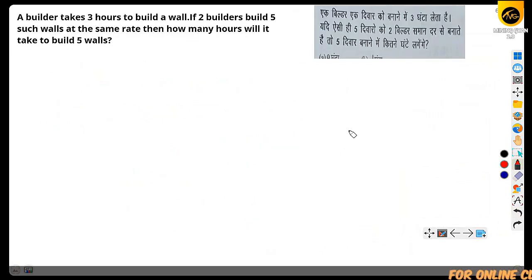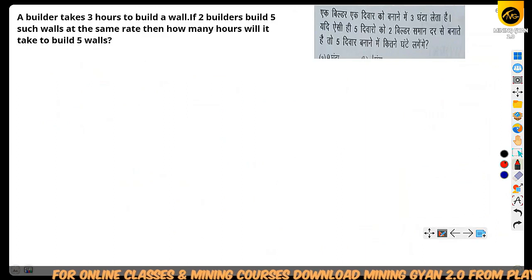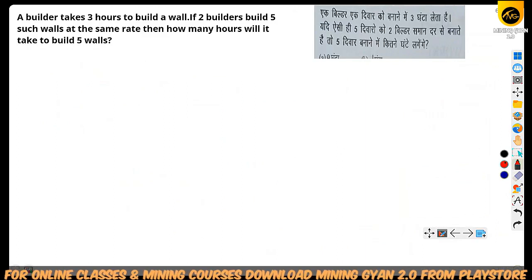A builder takes 3 hours to build a wall. If 2 builders build 5 such walls at the same rate, then how many hours will it take to build 5 walls? So basically, कोई भी एक बिल्डर है जिसको एक वॉल कंप्लीट करने में 3 आवर्स का टाइम लगता है, राइट? अगर इस कंडीशन में सेम टाइप की 5 वॉल्स बनाना है, अगर उस टाइम में 2 बिल्डर सेम रेट ऑफ वर्क से काम करेंगे, तो 5 दीवार बनाने में कितने आवर्स का टाइम लगेगा?